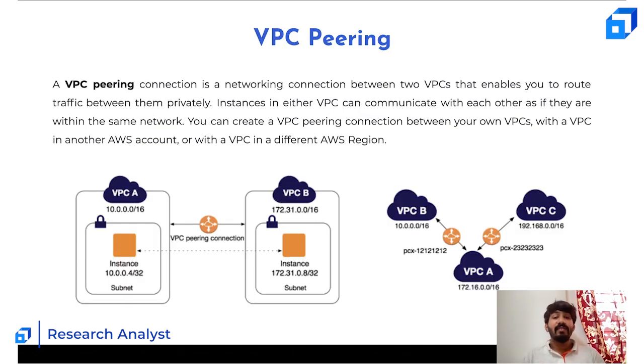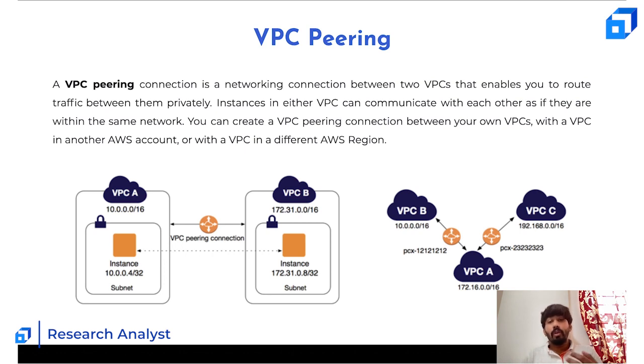Okay, so the next topic is VPC peering. VPC peering is one of the main concepts in VPC. Again, it's a really easy concept to understand. A VPC peering connection is basically a networking connection between two or multiple VPCs, mostly two, that enables you to route traffic between them privately.